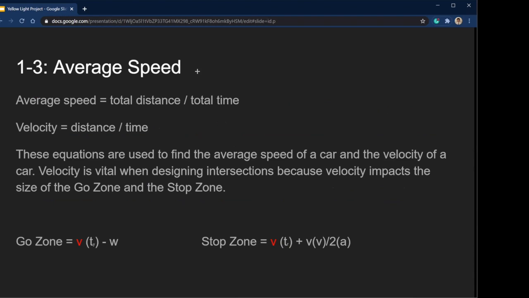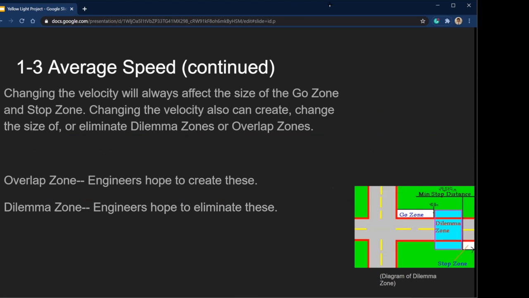In 1-3, we learned about velocity. Velocity is very important to consider when designing an intersection because velocity is in both the go zone and stop zone equations. So changing the velocity will always affect the size of the go zone and stop zone in some way. A designer will try to change the velocity in a way so that he can eliminate dilemma zones and create overlap zones.